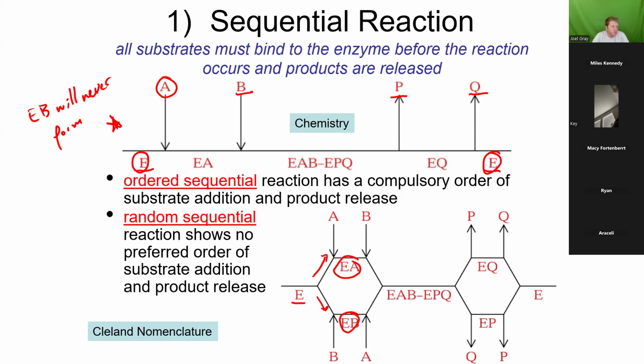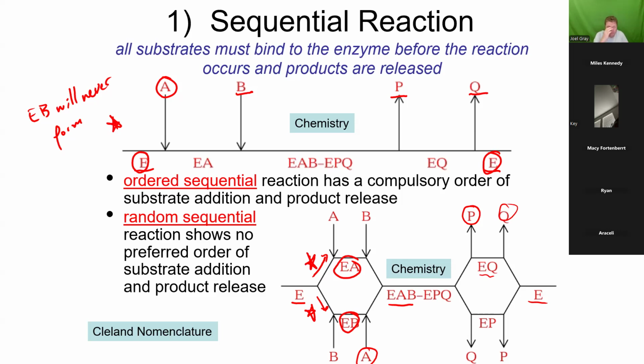Now, when EB forms, well, then you're going to bind A next. And as soon as you bind A, you'll form EAB. And then your chemistry will take place, and EPQ will be produced. And that EPQ, well, you're going to release your first product in one scenario. Then you're going to be left with EQ, and then Q will be released, and then you'll be left with E. Whether you're going in this direction right here or this direction right here, it's totally flipping a coin. It does not matter. It's one or the other. Both can occur in the exact same mixture.